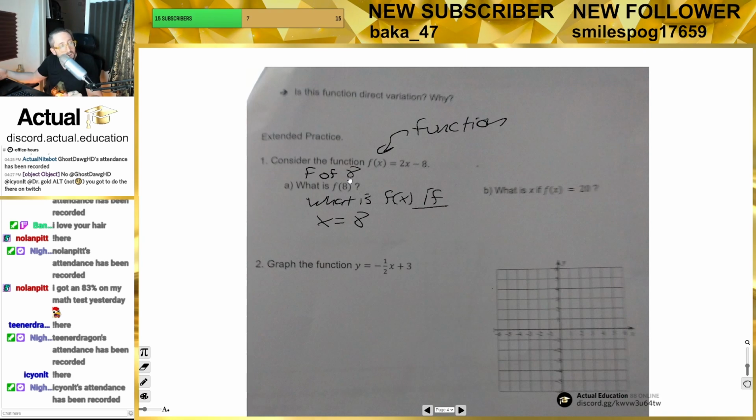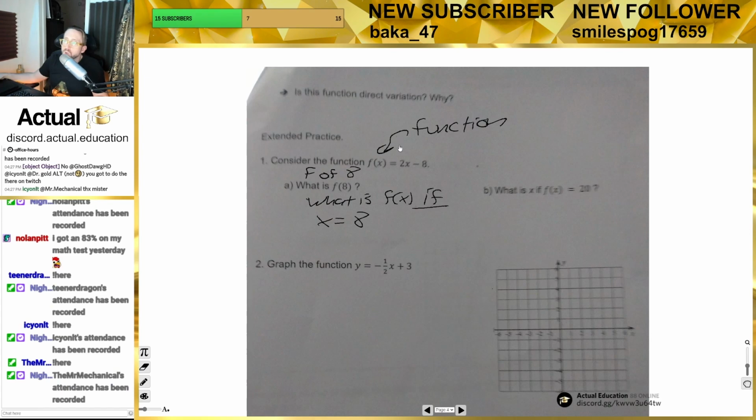If we were doing kills per game, the 8 would mean you've played 8 games. When we ask what f of 8 is, you plug 8 into this function. Anywhere you see x, you plug in 8. Every x you plug in 8. How many x's do we have right now? It said f of 8, so what is x equal to? 8.